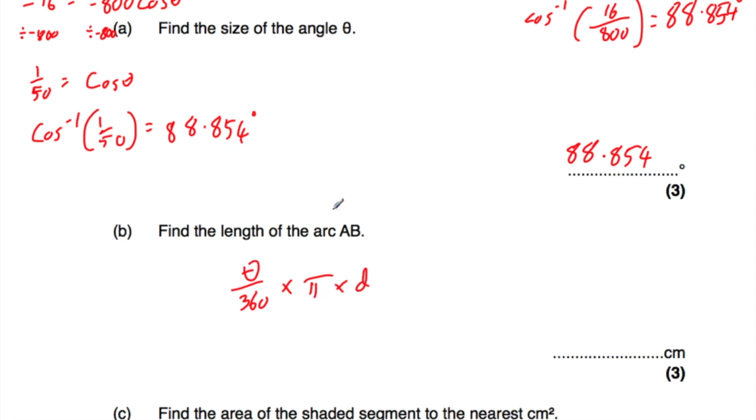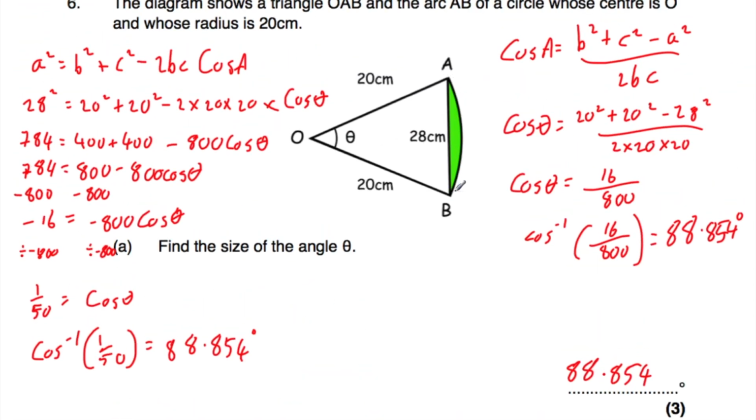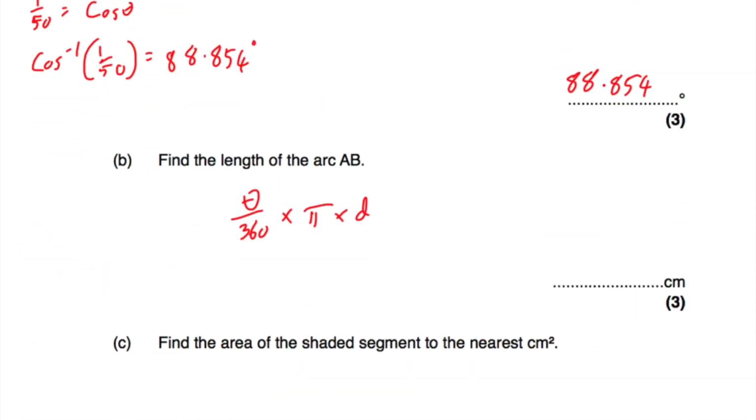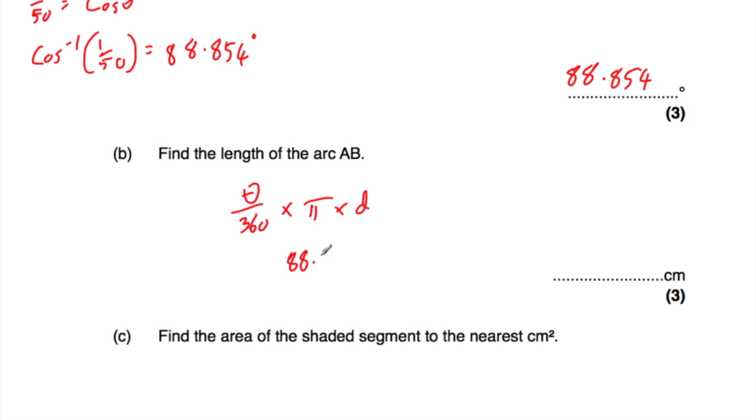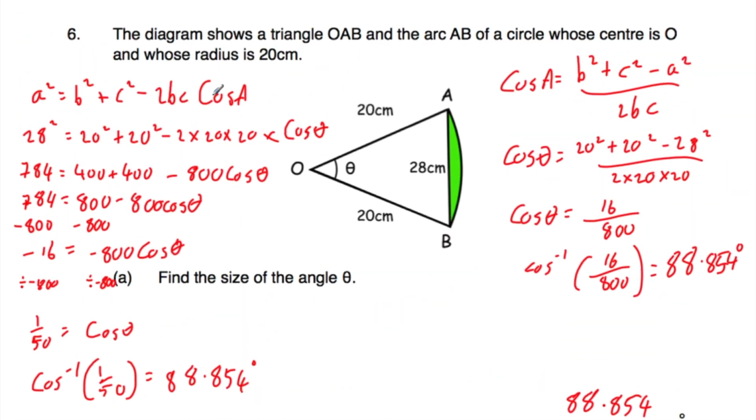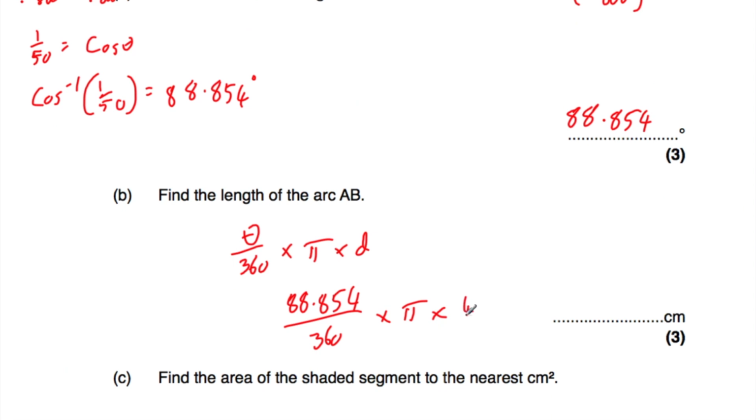So here we've got theta. Now theta is the angle. If we go back up to our question, we want to find the length of this arc AB. So it's going to be beta over 360. Now beta is 88.854. So we're going to do 88.854 over 360 times by pi and times by the diameter of the whole circle. So if we go back up, the diameter of the whole circle would be 40 because the radius is 20, so the diameter would be 40. So multiply by 40.